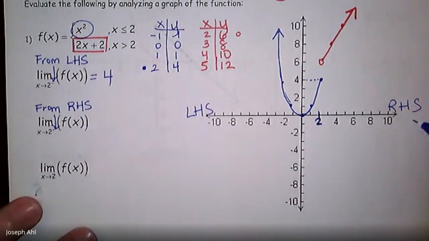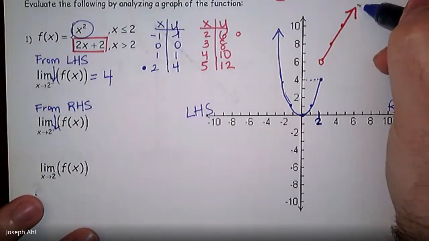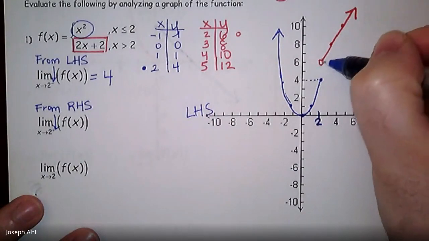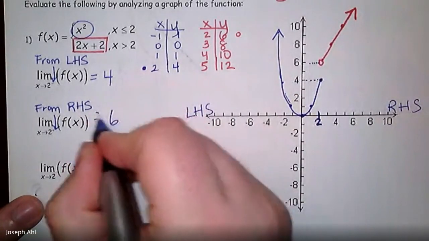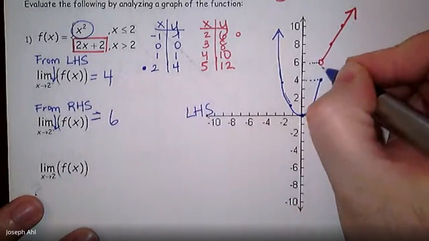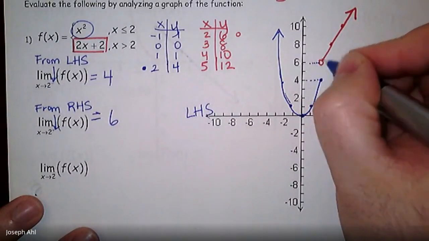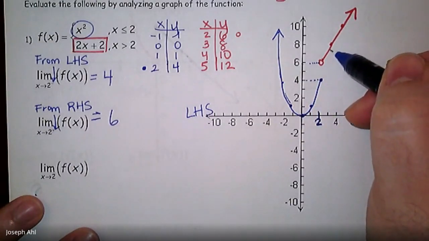Well, what about from the right-hand side? On the right-hand side, I would actually start up on my red line here. And approaching x equals 2 from the right-hand side, I'm getting closer and closer to an f of x value of 6. Even though there's not a filled-in circle there, remember, you don't have to have a function value for the limit to exist. So it's the concept of what am I approaching? What am I getting close to?